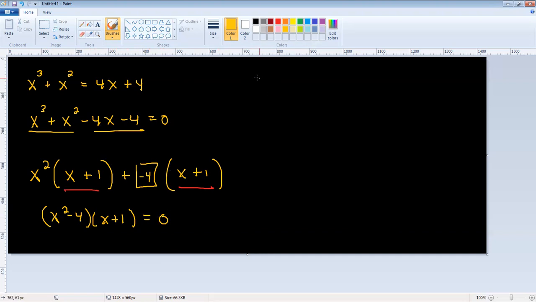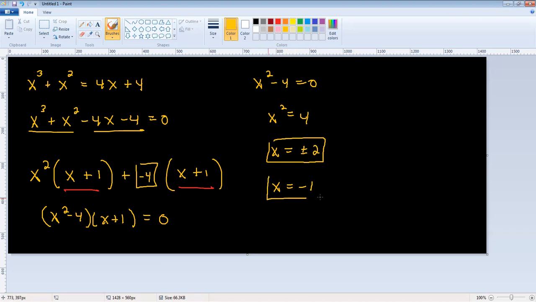Okay, great. So what do you do after this? Well, you set both of these equal to 0. So x squared is equal to 4, and that means x is equal to plus or minus 2. And then I think you also get x equals negative 1. And then there we go. We got it.